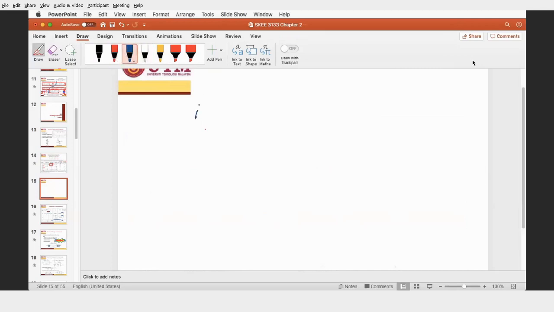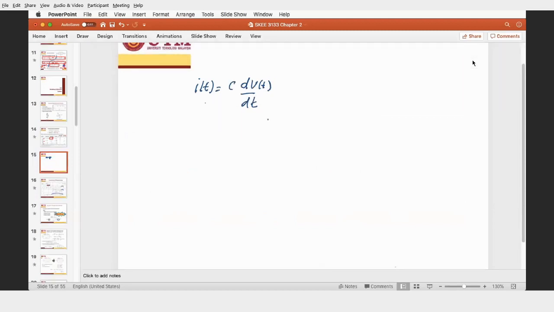Okay, you have i(t) equal to C dV over dt. So V is a function of t. So this is the formula. You know that any component involving the capacitor, so current flows here, i. So what is the voltage across this one?